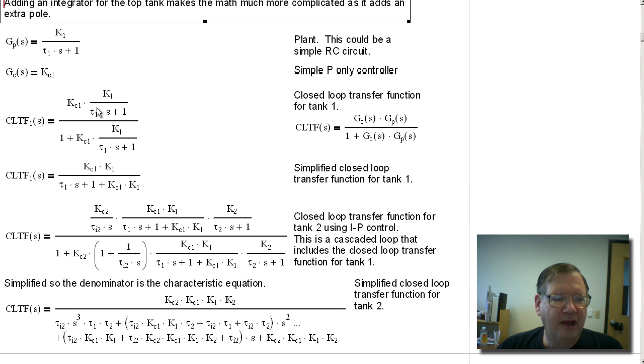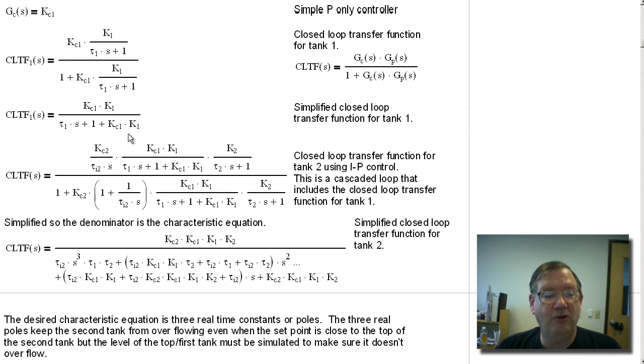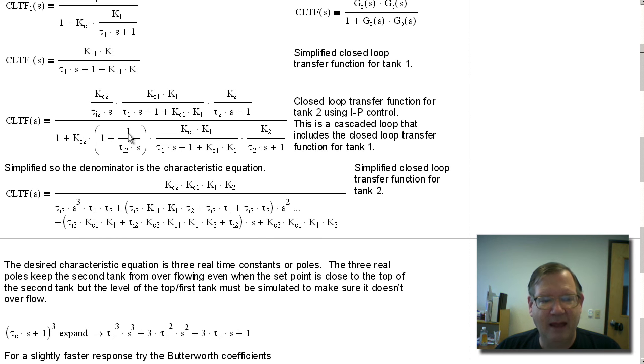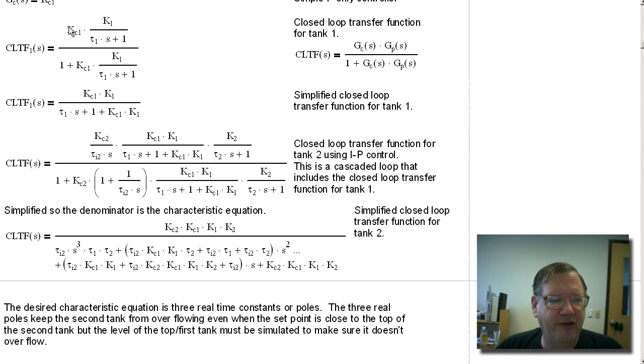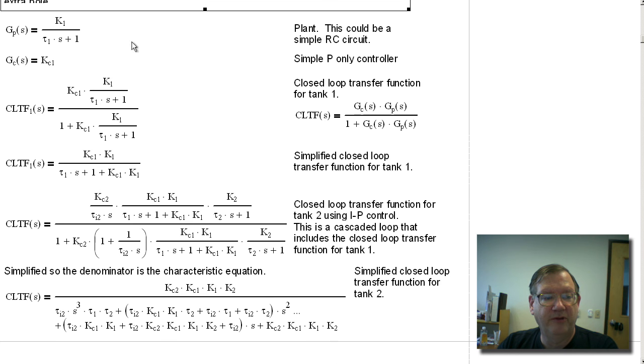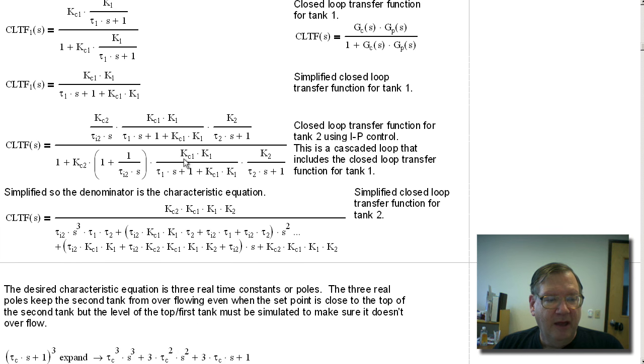So this is the closed loop transfer function for the first tank. And then what we need to do is add that into the second tank. So let's just talk about the first tank here. This is the controller gain for the first tank. This is again the open loop gain for the first tank and the time constant. And this is the equation substituting for the closed loop control. Substituting these two equations into this equation, I get this. If I simplify it, this is what I get.